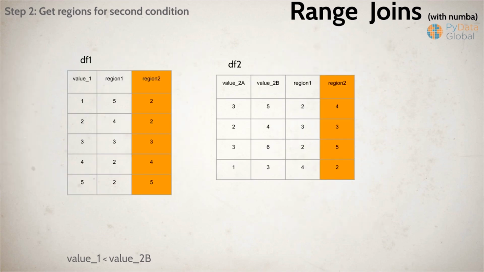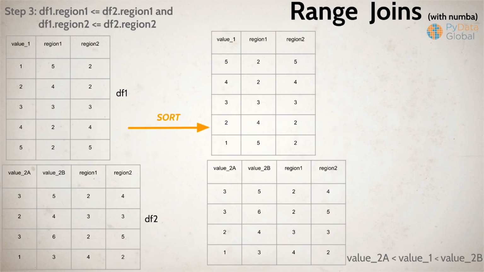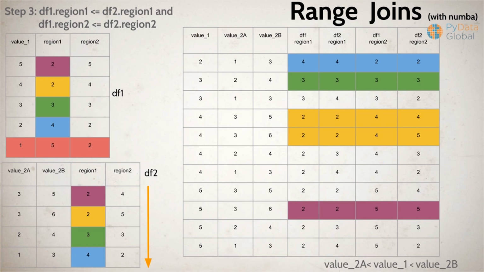We've gotten our regions, region 1, region 2, and then we do the comparison. We do a sort because it's easier when we're going to use binary search. So take, for instance, that color-coded one in region 1. Again, the idea is the region 1 values for df1 must be less than or equal to the region 1 values for df2, and the region 2 values for df1 must be less than or equal to the region 2 values for df2.